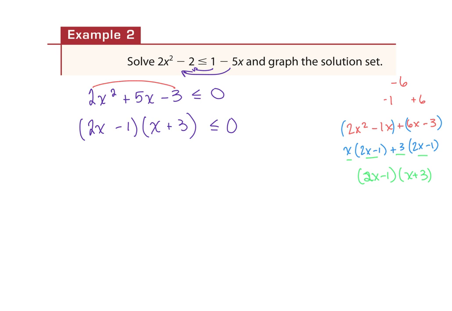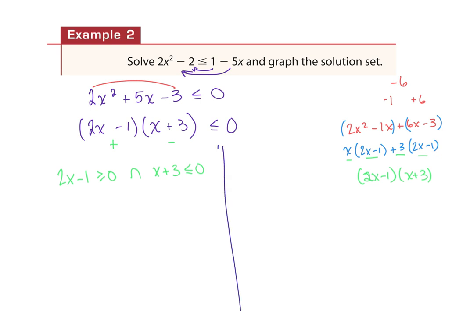Because if I have less than 0, it means I'm multiplying and getting a negative. And the only way you do that is for one to be positive and one to be negative. But you still have 2 scenarios. So I could say, well, the first scenario I'm going to test is that this guy is positive and that guy is negative. So I would say, well, 2x minus 1 is positive. That means it's greater than or equal to 0. And x plus 3 is negative, which means it's less than or equal to 0. So I'm going to test that one.